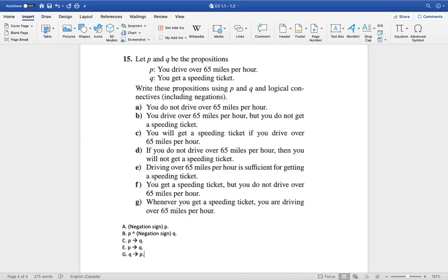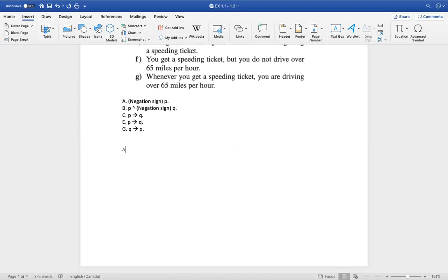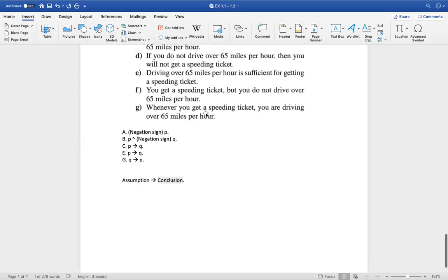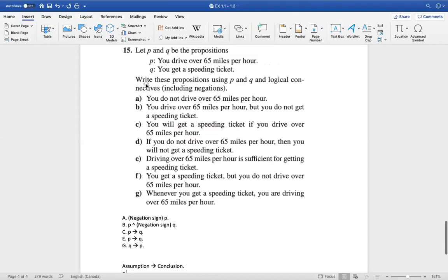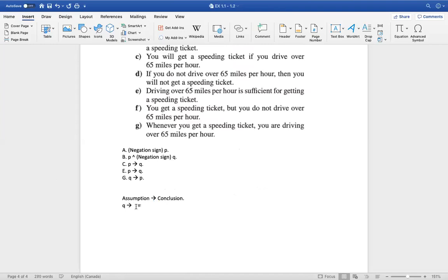Okay, are there any questions? No, could you explain the Q part again? Okay, so whenever we have implication, implication is basically we make an assumption, and then we say if this assumption is true, then we reach a conclusion. So in order to get to the conclusion, this must be true, right? Here we are saying whenever you get a speeding ticket, we are assuming that. This assumption is our proposition Q, right? Whenever you get a speeding ticket, so Q. Now we put the implication sign, and then we reach the conclusion that we must have been driving over 65 miles per hour, which is P.